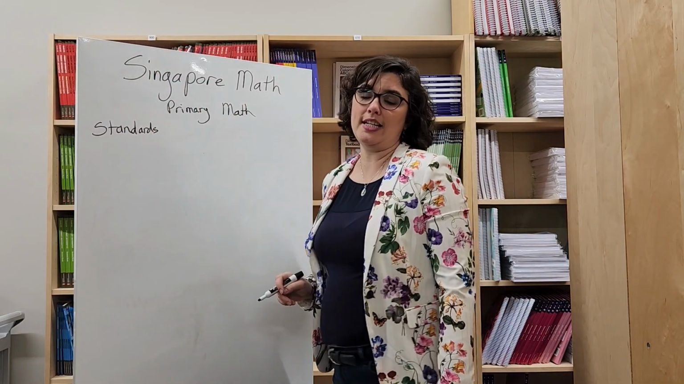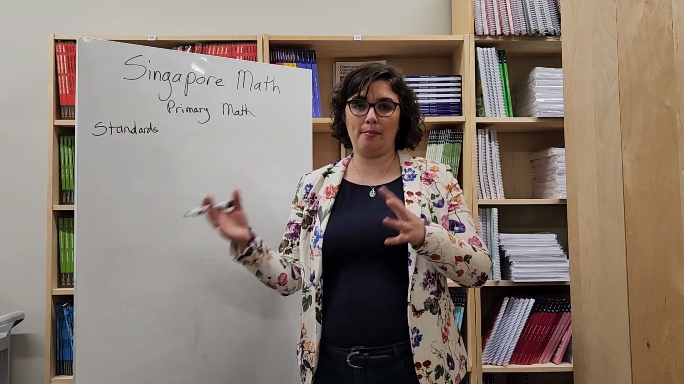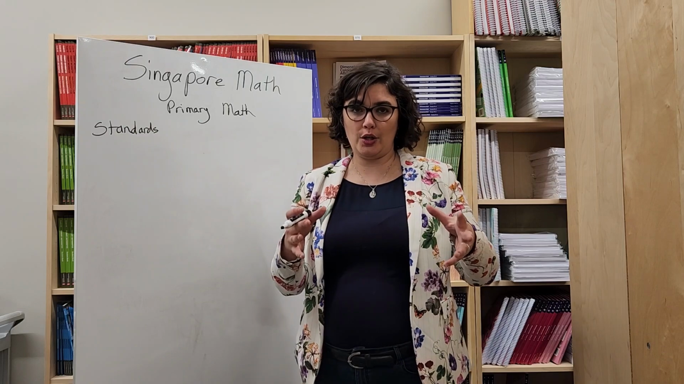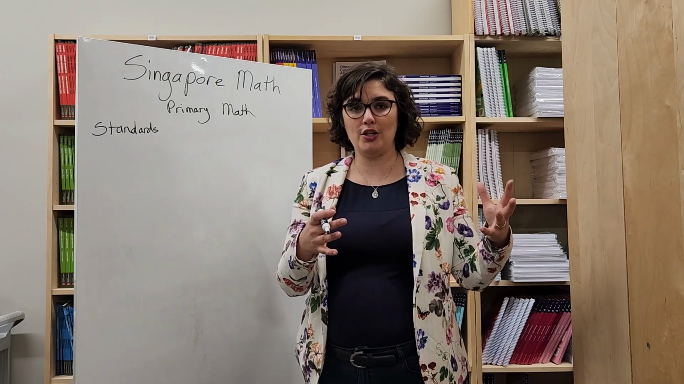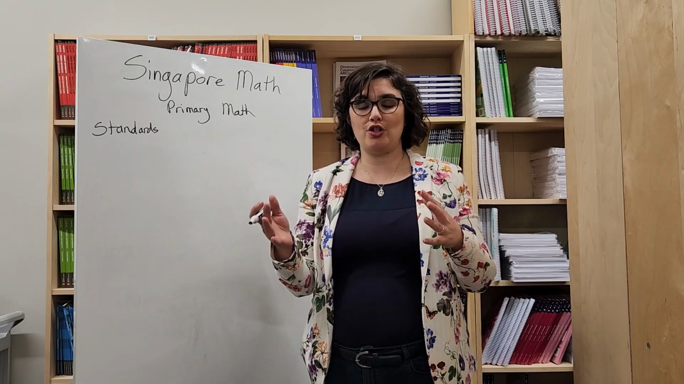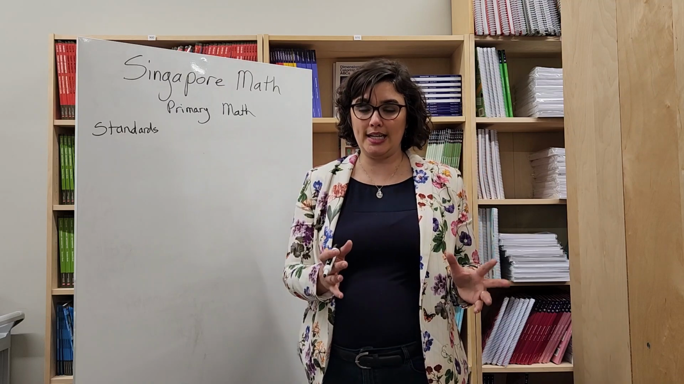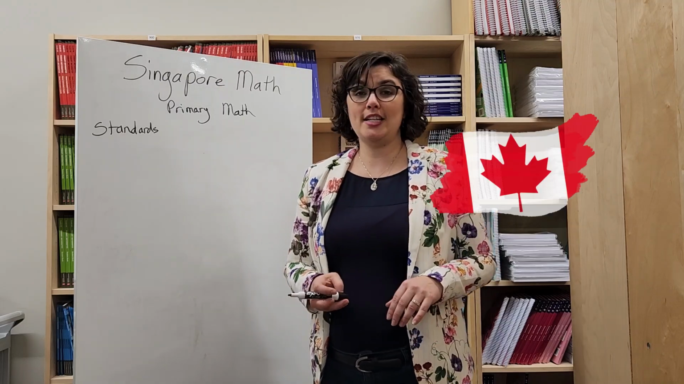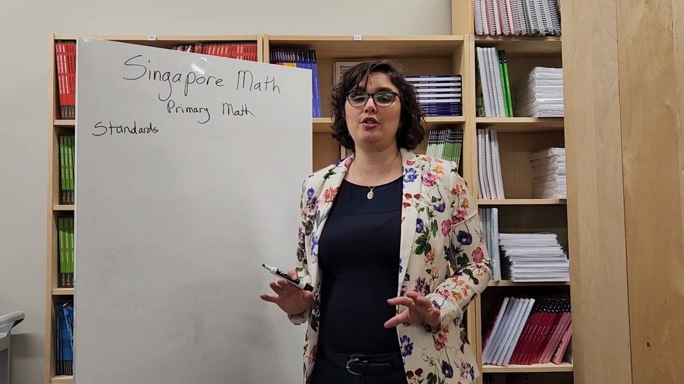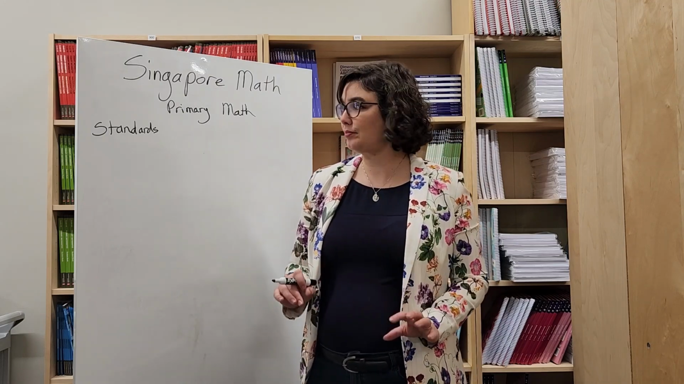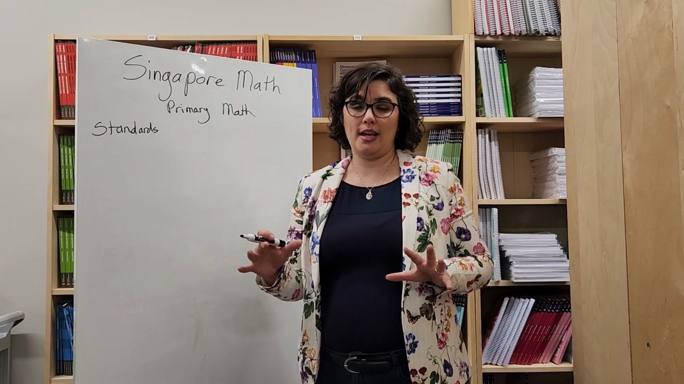So the Standards edition is almost an exact translation of the original Singapore math. It's in English. It even uses the Canadian centimeters and kilometers, weights and measures. It does not use the American version of weights and measures. It uses the Canadian version. So for us Canadians, we like that. So Standards is as close to the original Singapore math as possible, including the Canadian version of weights and measures.